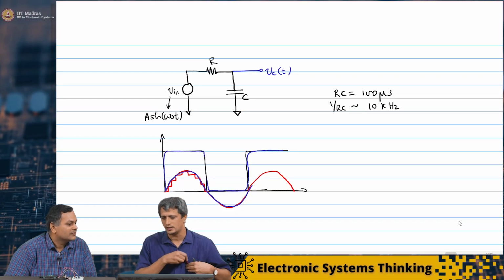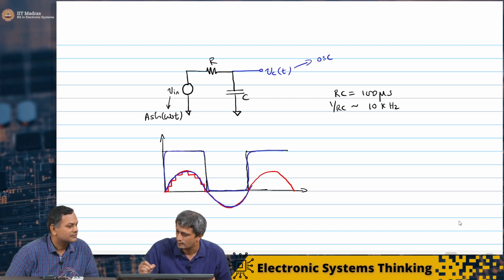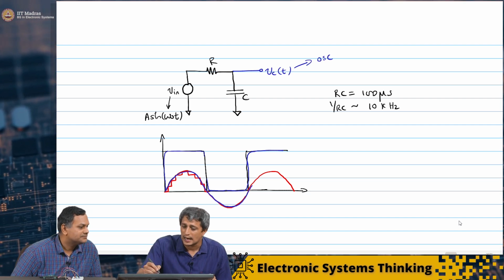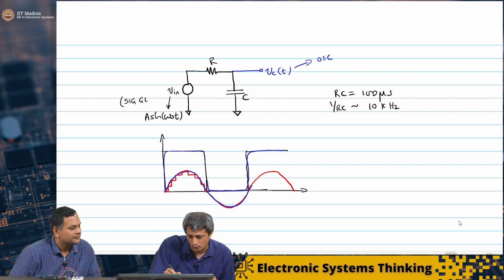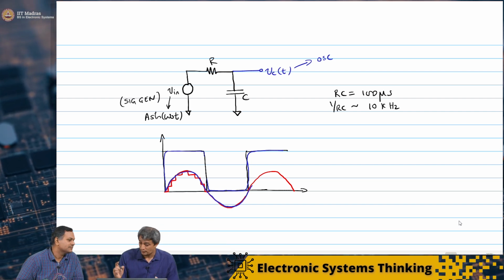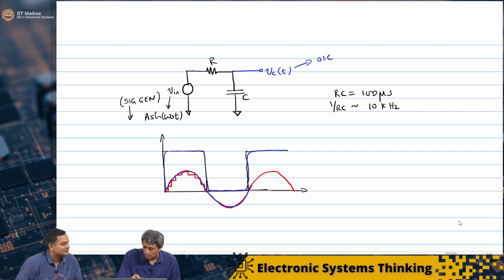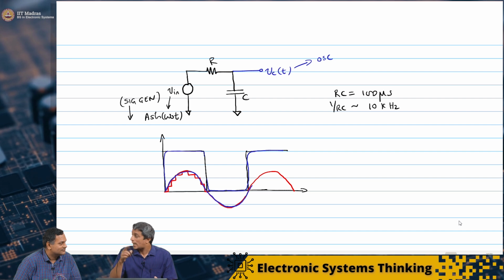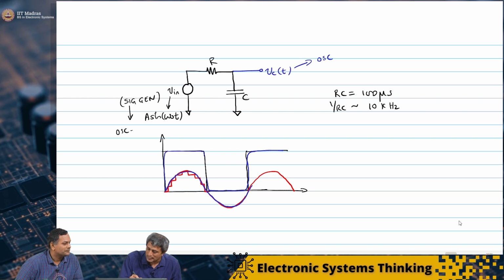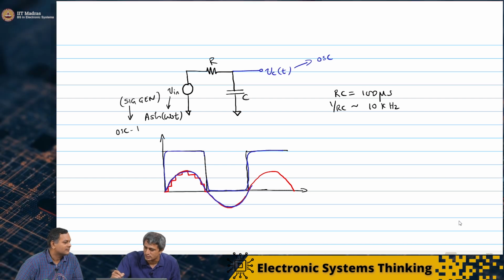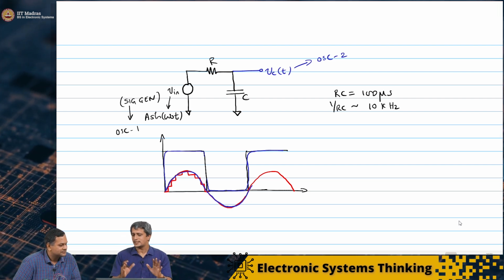So as usual, this VC goes to one of the oscilloscope channels, and this input comes from the signal generator. But we are also looking at the input on the oscilloscope because we want to compare the amplitudes, so we are giving it to the oscilloscope on another channel. I think this is channel 1 and this is channel 2 or something. We'll come back to that. So this is the experiment.